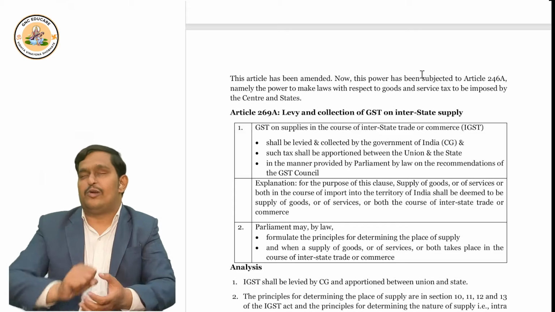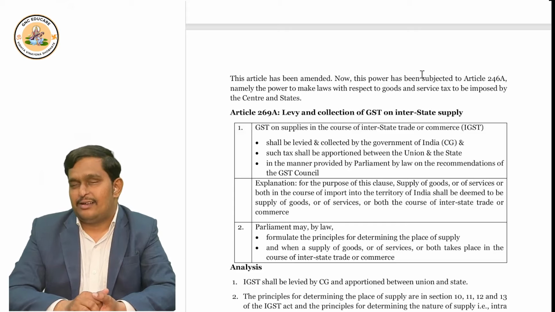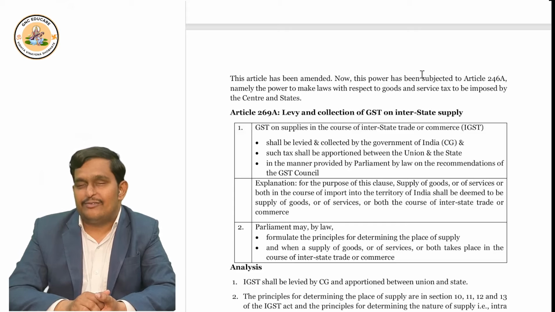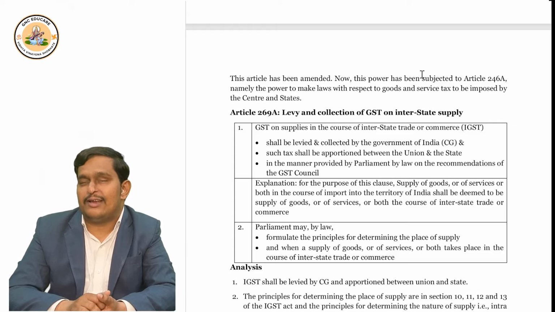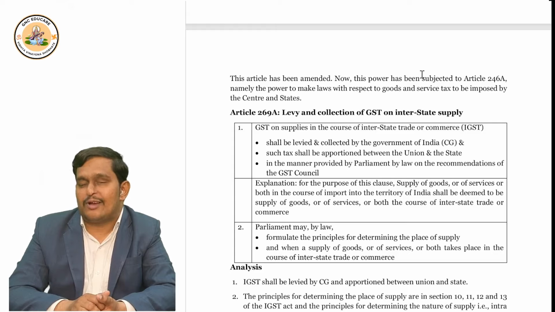Now, I will ask you a question, you try to tell me the answer. Which amendment act was the GST made? 101. Very good. What is the reason that GST was brought? To integrate all the taxes and make one nation, one tax. But was there a constitutional provision to do such a thing? Article 246 talks about separate powers to make the tax laws. But there is no power to make combined law.